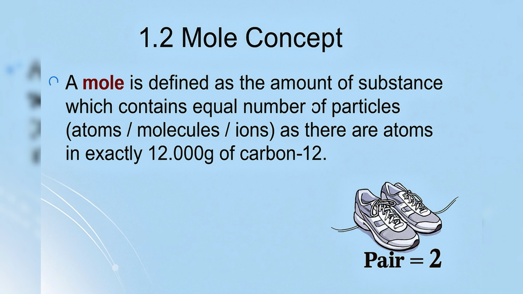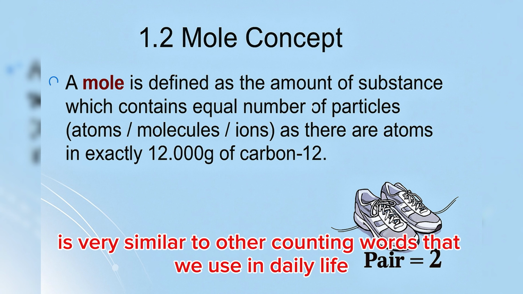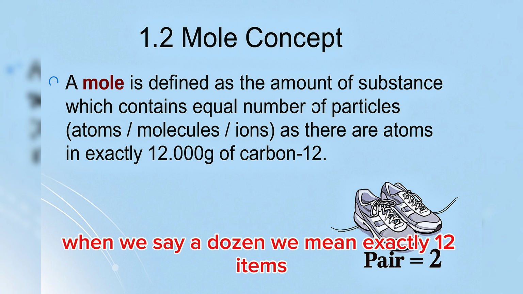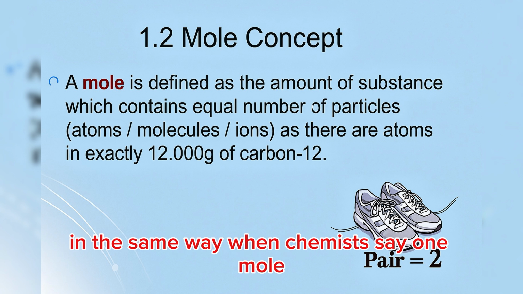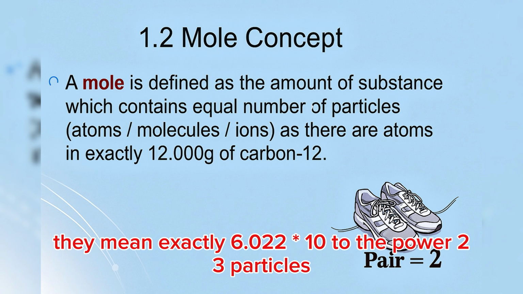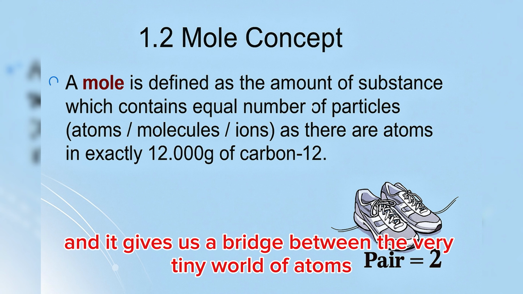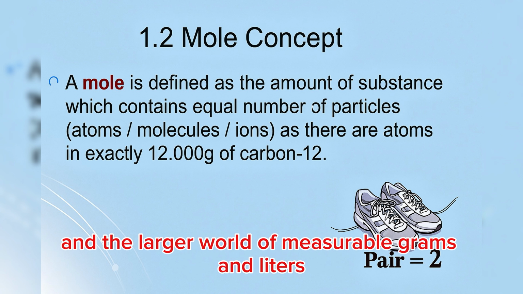The idea of a mole is very similar to other counting words that we use in daily life. For example, when we say a pair, we mean exactly 2 items. When we say a dozen, we mean exactly 12 items. In the same way, when chemists say 1 mole, they mean exactly 6.022 times 10 to the power 23 particles. This very large number is called the Avogadro constant, and it gives us a bridge between the very tiny world of atoms and the larger world of measurable grams and liters.